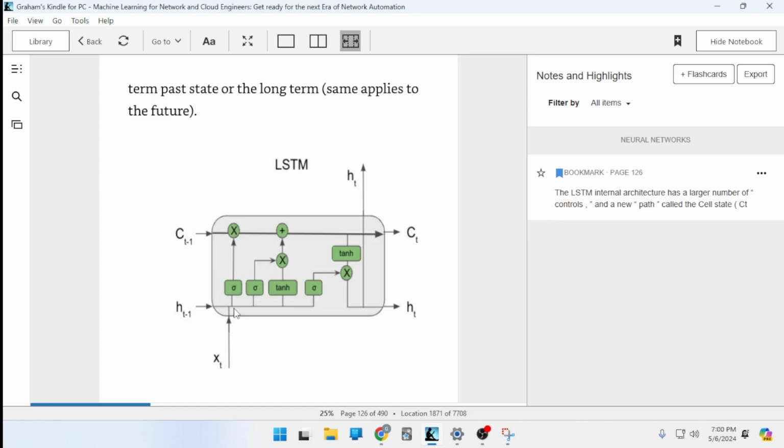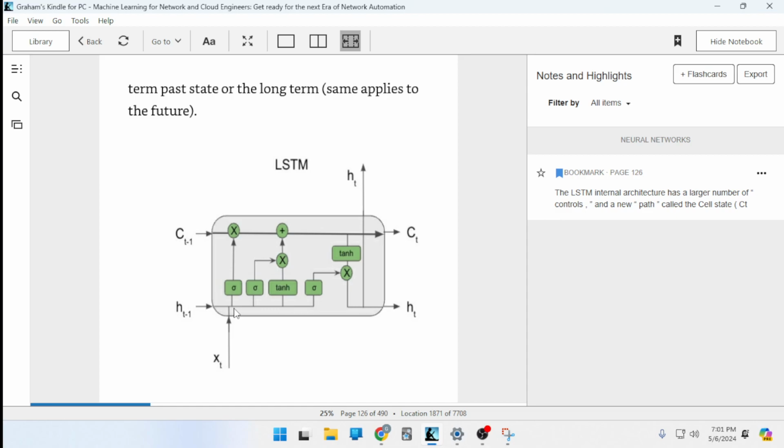Input gate, sigma, decides which values to update in the cell state. It also includes a tanh layer that creates a vector of new candidate values, C̃_t, that could be added to the state. Output gate, sigma, determines what the next hidden state h_t should be. It considers the current input x_t, the previous hidden state h_{t-1}, and the updated cell state C_t.